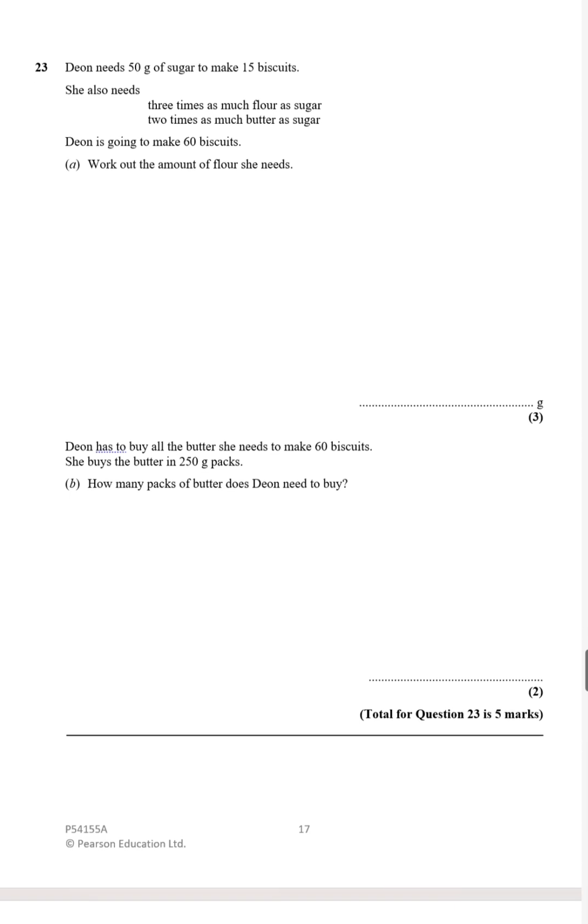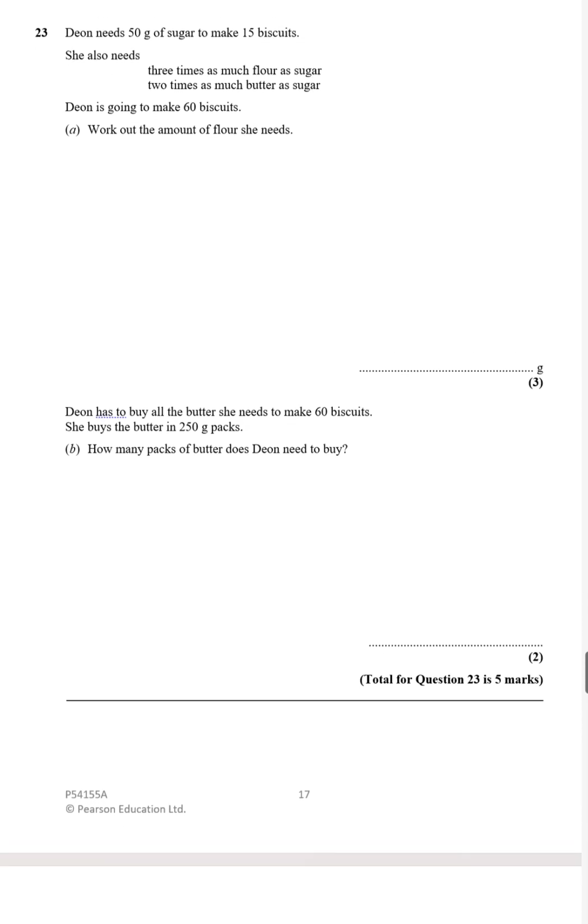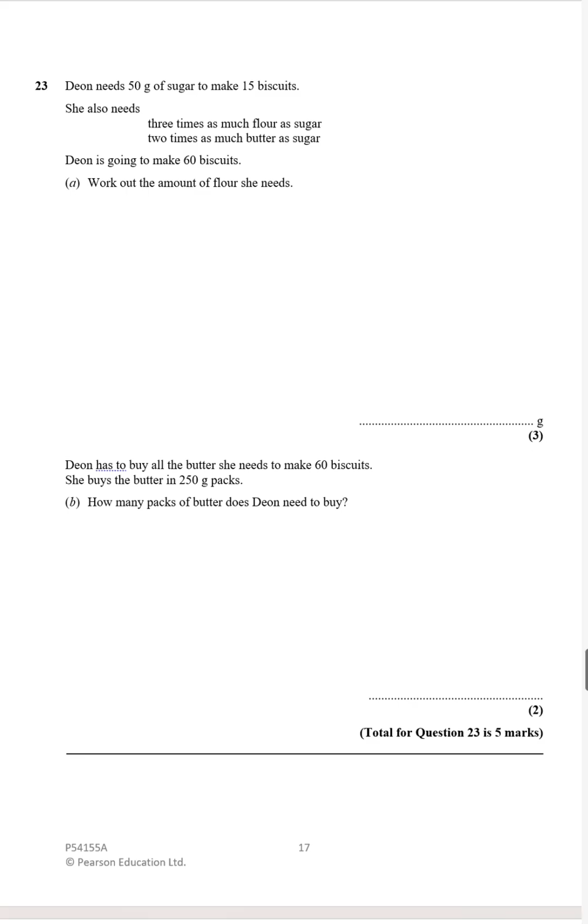Question number 23. Leon needs 50 grams of sugar to make 15 biscuits. She also needs 3 times as much flour as sugar, 2 times as much butter as sugar, and she's going to make 60 biscuits. Work out how much flour she needs. So first of all, here, really easy first marks. I'm going to say I need 3 times as much flour as sugar. So I'm going to do 3 times the amount of sugar, which is 150 grams.